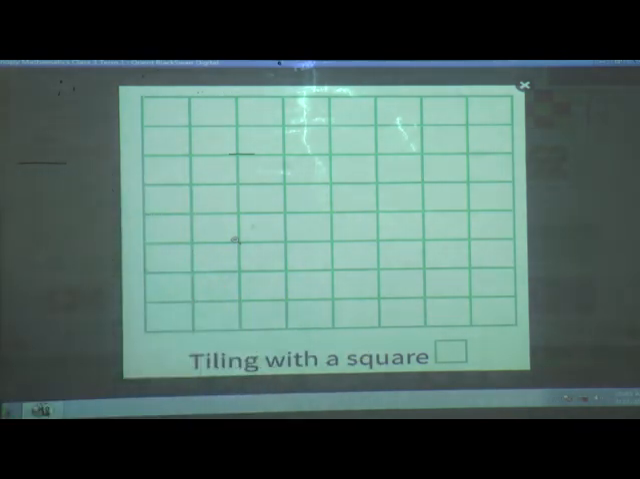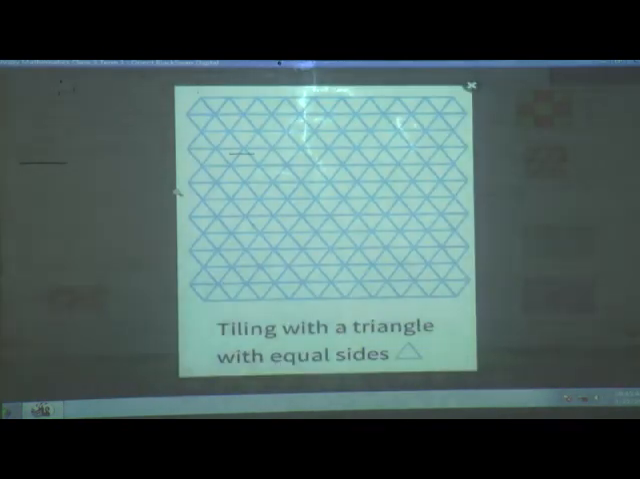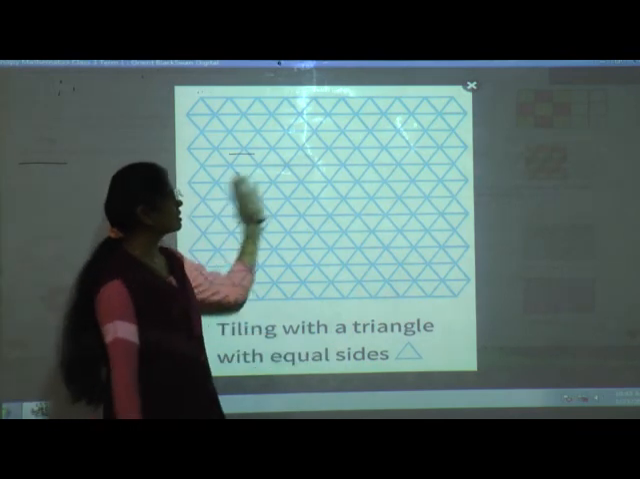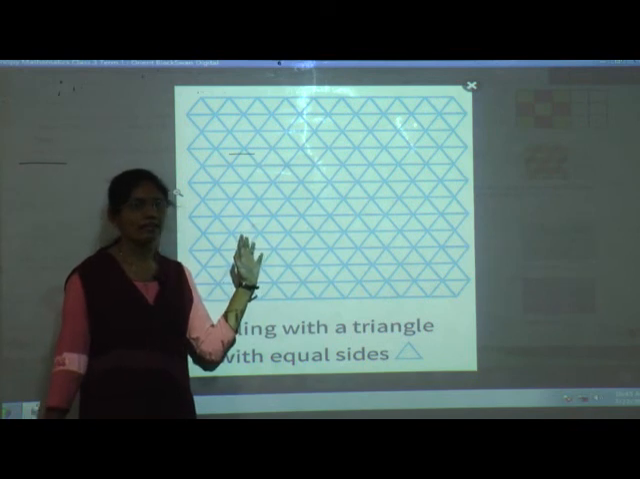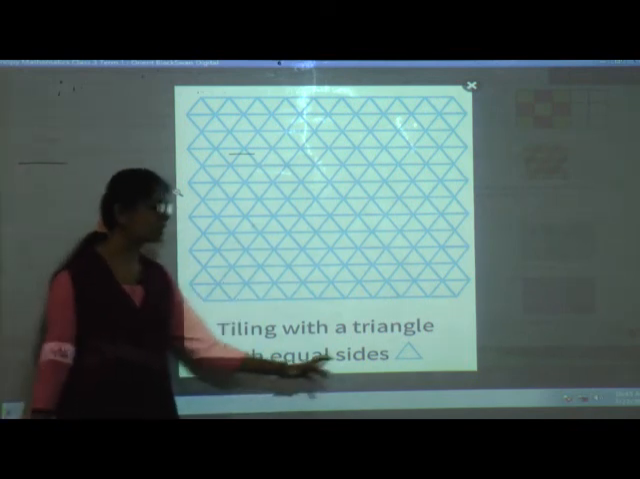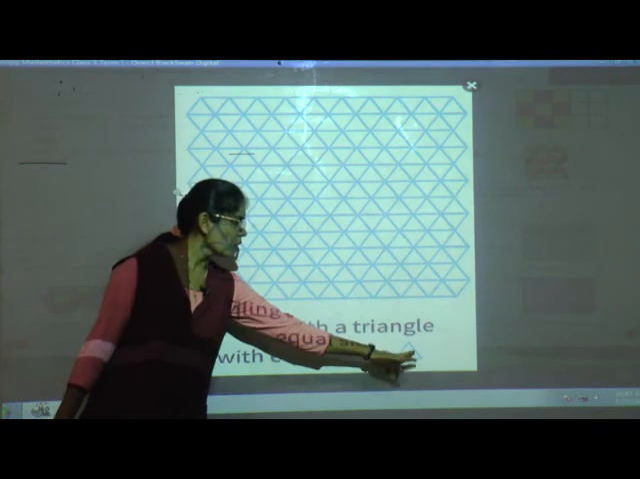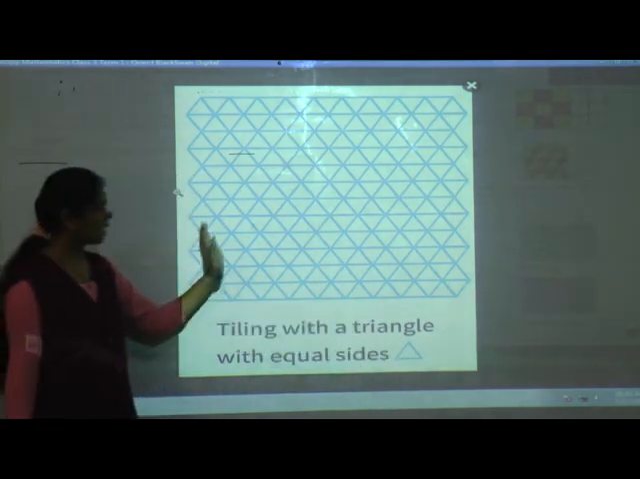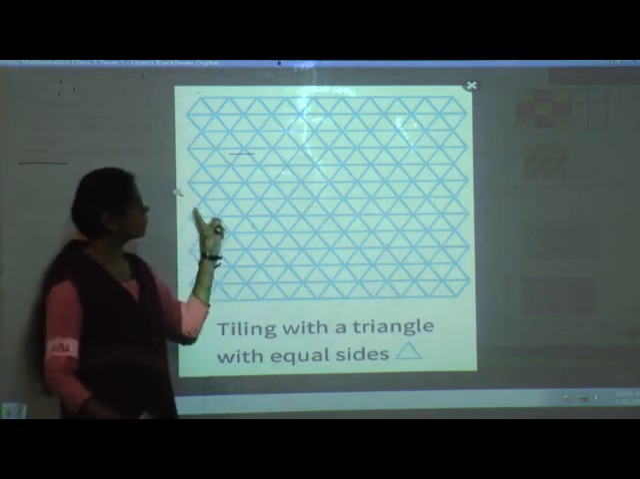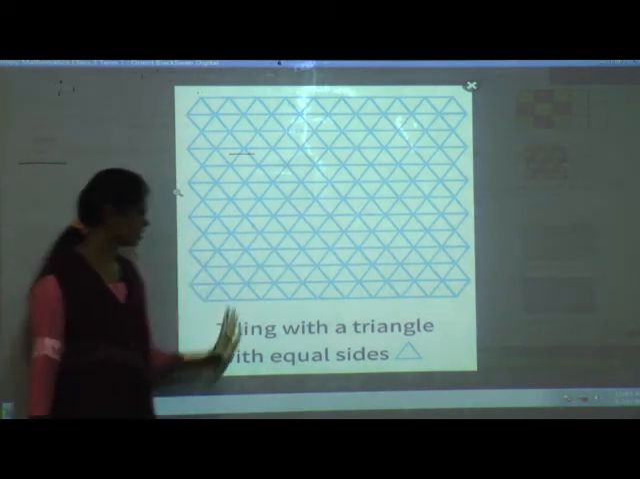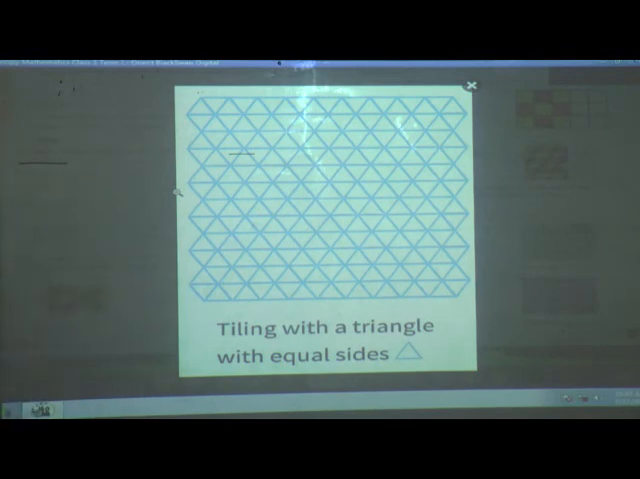Now I will show you another figure. In your textbook also you can see this, a tiling with a triangle with equal sides. Now see, all are triangles, and all the triangles have all three sides equal. These triangles are fitted with each other without leaving a gap. So this is a tiling with a triangle with equal sides.